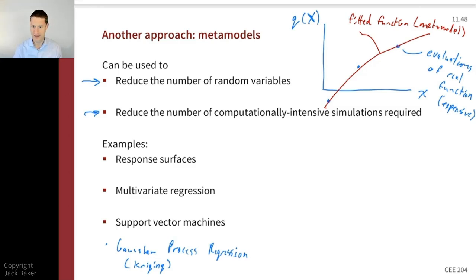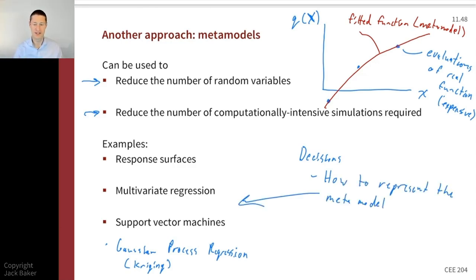So when you do this, you've got a couple decisions to make. One is how to represent the meta model. Which of these is an appropriate model for representing the relationship between the input random variables and the outcome I'm interested in. And the second decision is where to take the initial samples. That's the blue points up in that top right figure.